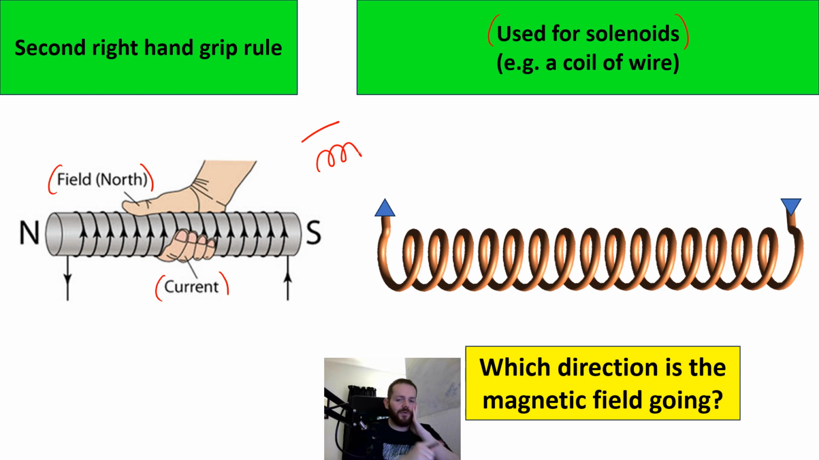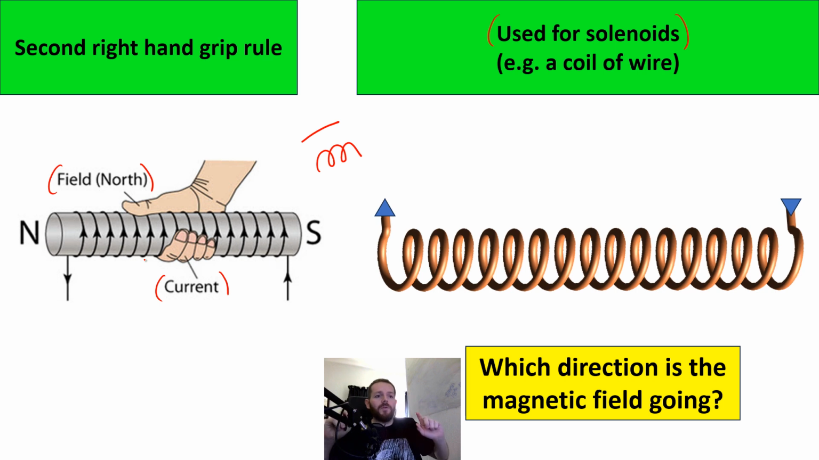Now, the first rule that we've just looked at obviously won't apply to this because the wire's not straight. So what do we need to do here? Well, we need to change things up a little bit. If you line your fingers up with the current, then your thumb will point to the north pole of the magnetic field generated by that solenoid. Okay, so bearing that in mind, I've got a solenoid for you there. I've flipped this upside down.